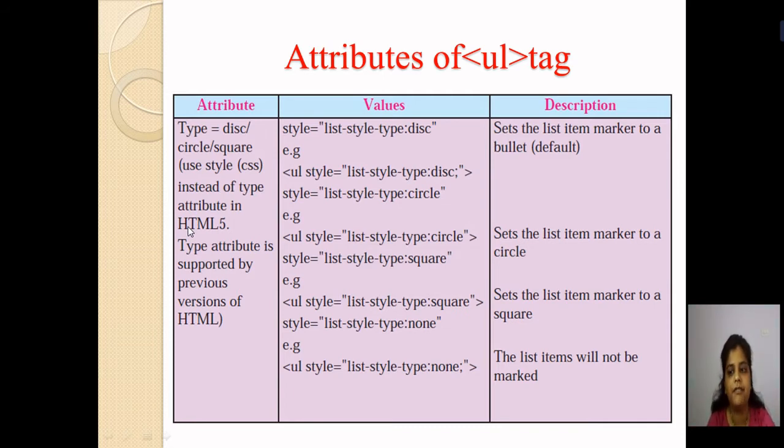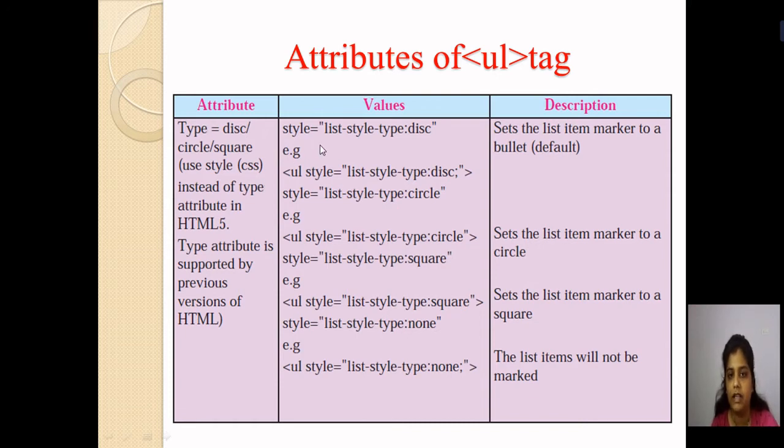But in HTML5, instead of writing the type attribute in HTML, we will use the style attribute in CSS. This type attribute was supported by all other versions. Previously in HTML we did not write it in style. We used to write UL type is equal to square, and the list was assigned squares. But now we have to write it in style.